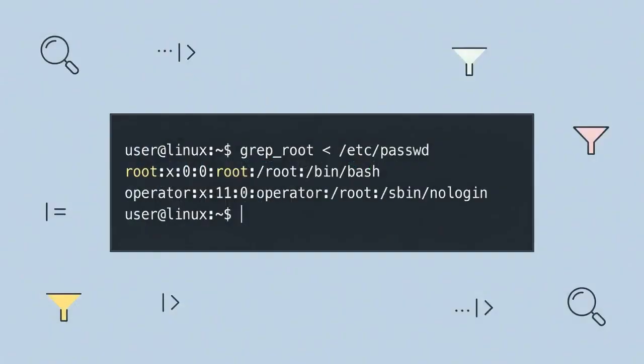Next we pipe /etc/passwd into grep to filter for any line containing the word root. The | operator sends the file into grep stdin, and grep prints only matching lines. This is the classic pattern of feeding a file into a filter without needing a second argument.